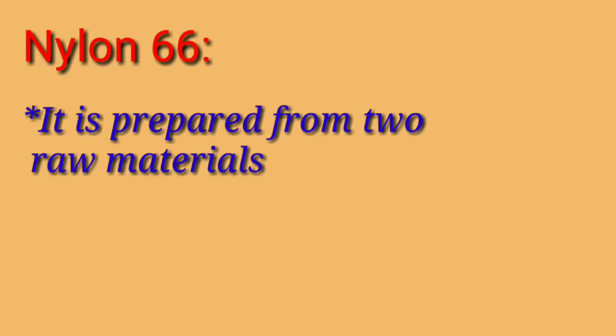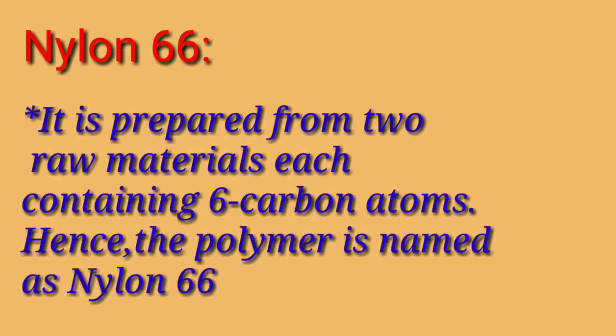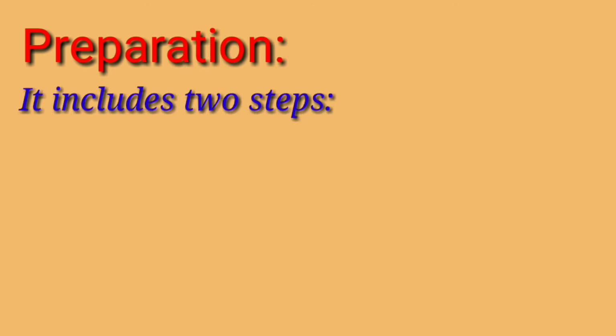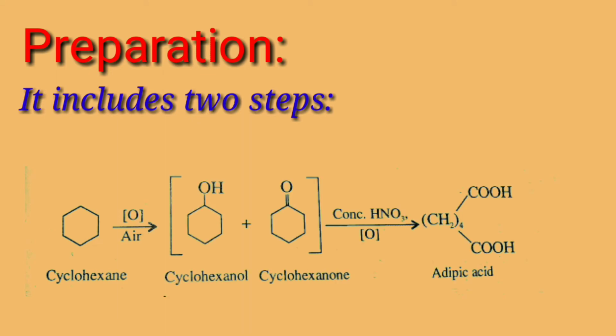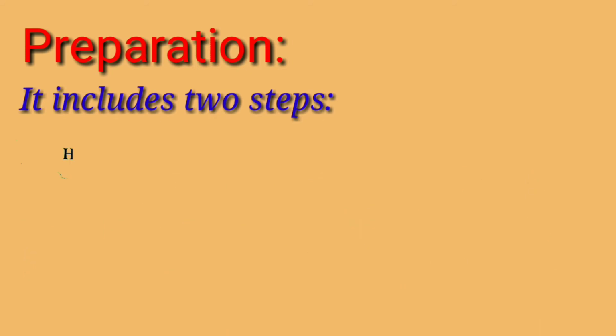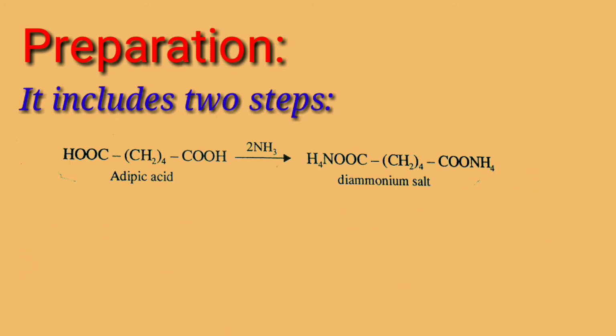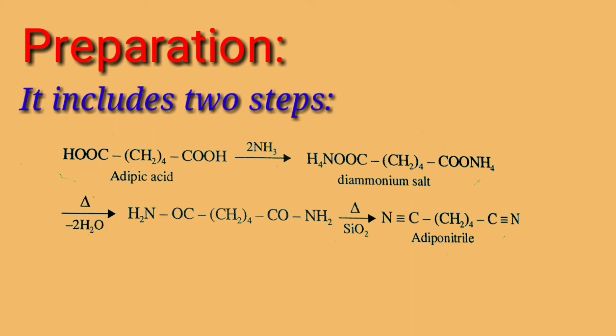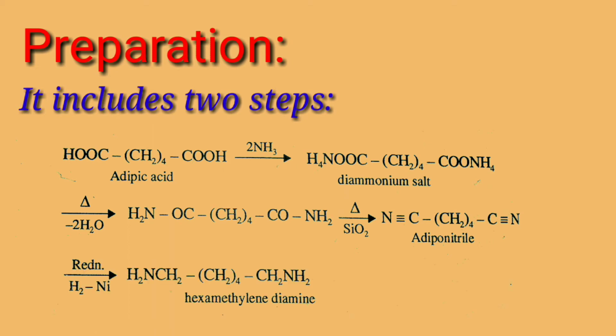Next is nylon 6,6. It is prepared from two raw materials, each containing 6 carbon atoms. Hence, the polymer is named nylon 6,6. Now, let us see the preparation. It includes two steps. In the first step, the raw material adipic acid is prepared by oxidation of cyclohexanone. A part of adipic acid is treated with ammonia, and then the resulting ammonium salt is heated to give adiponitrile. This on reduction gives hexamethylenediamine.